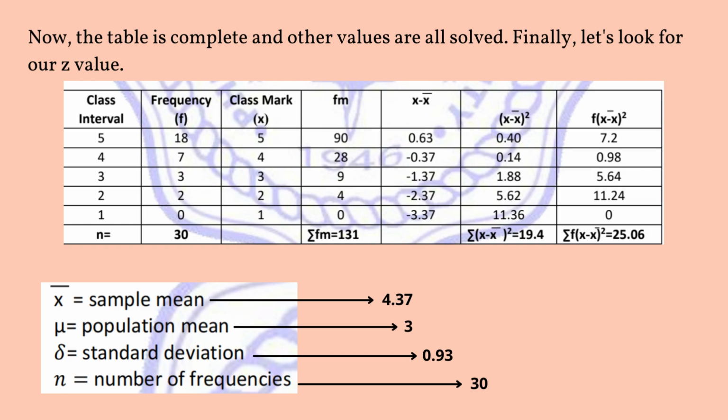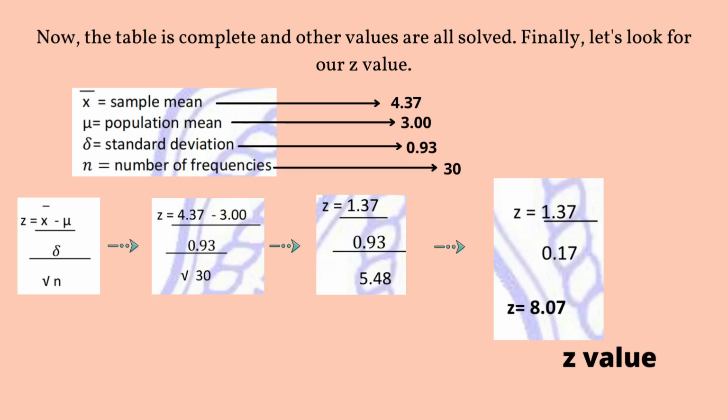Okay, so let's make it clear. Now, the table is complete and other values are solved. Let us finally look for our z-value. So, inilagay ko dito yung mga given and mga given value for each part ng ating formula. So, yung formula ng z-value is nasa unang box na maliit.